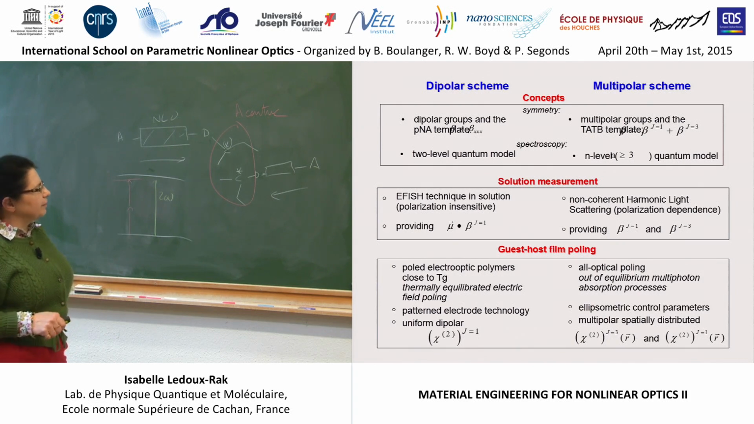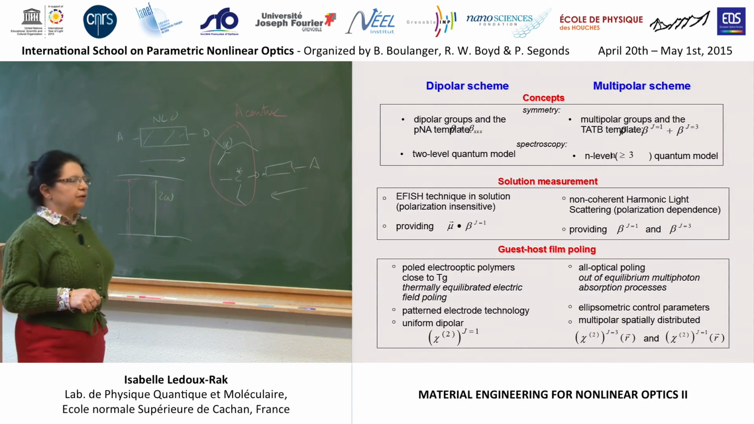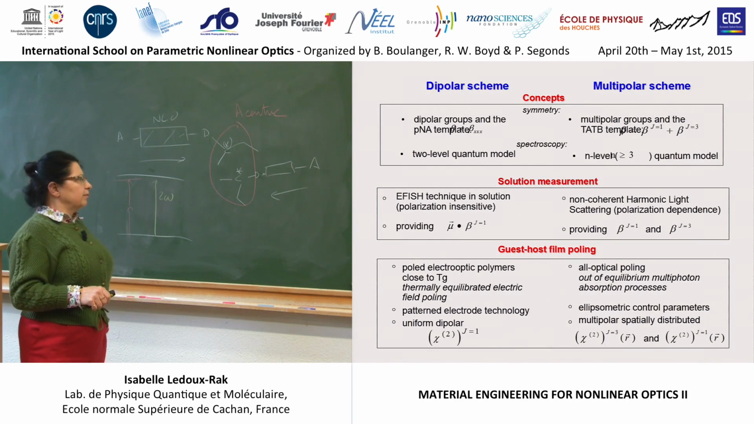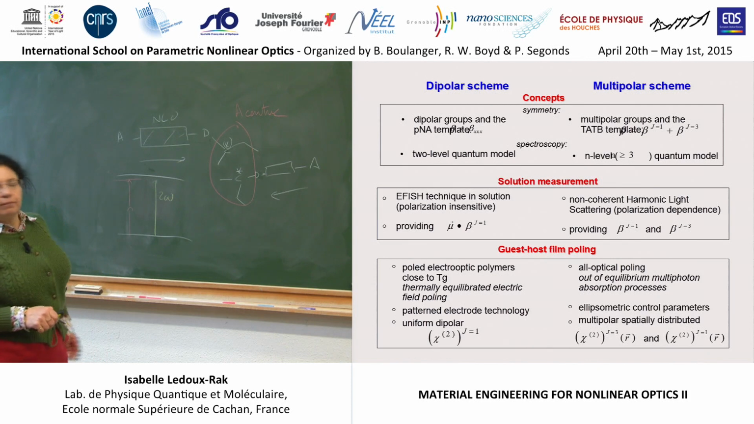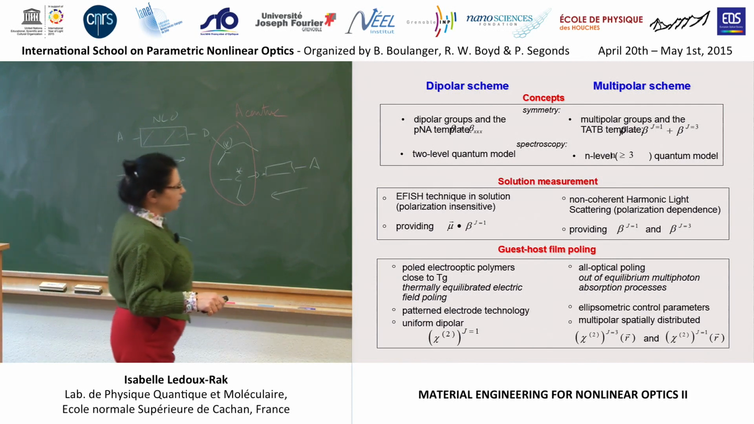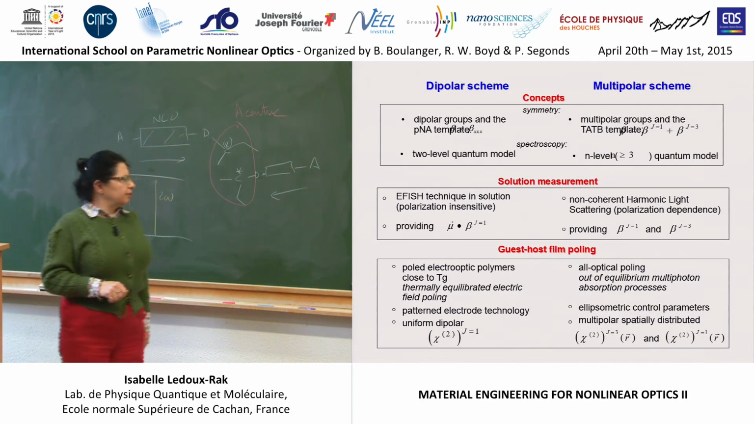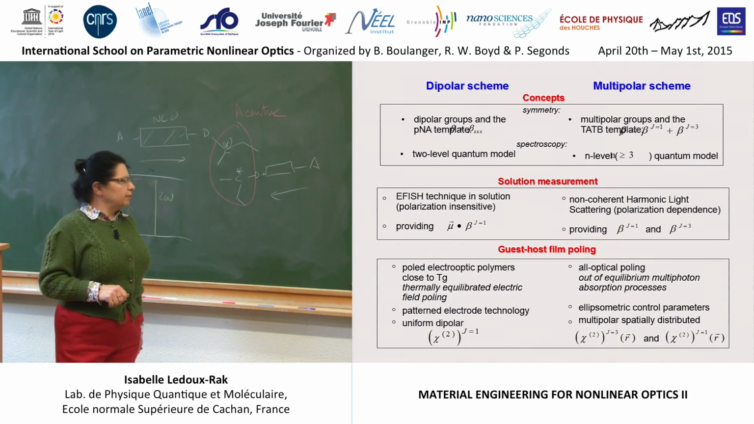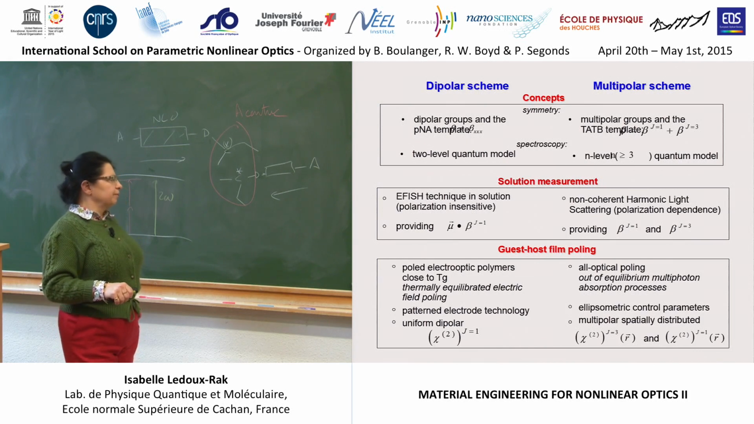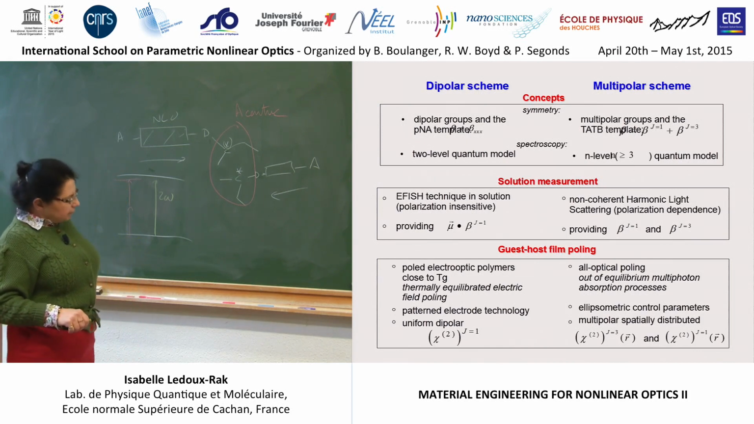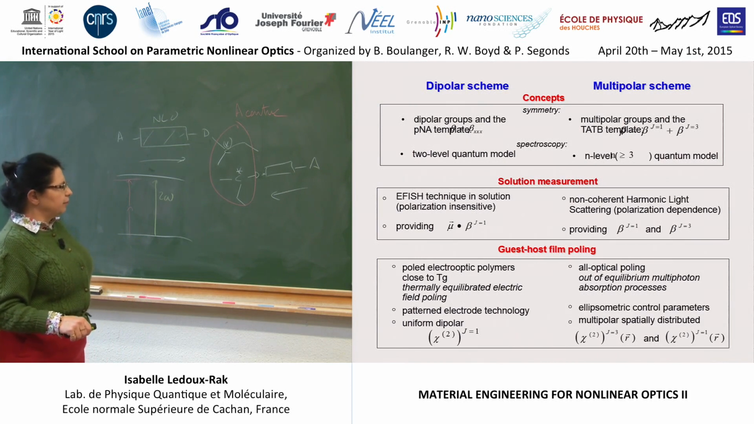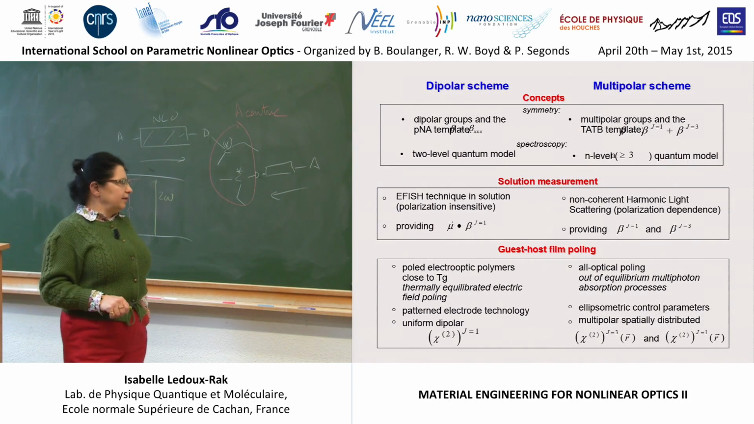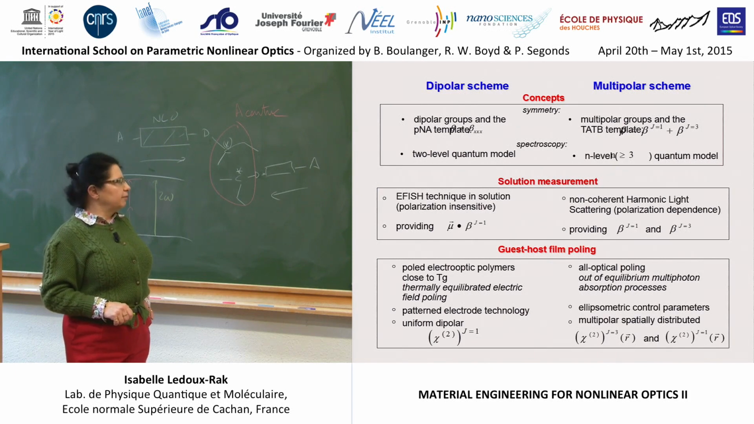So it's beta here. Solution measurements have been used using a Poling field, providing the scalar product between the dipole moment and the dipolar part of the tensor. And for guest-host film poling, using electro-optic polymers by poling close to the glass transition temperature, and using patterned electrode technology to obtain a mainly dipolar Chi2 which is uniform.